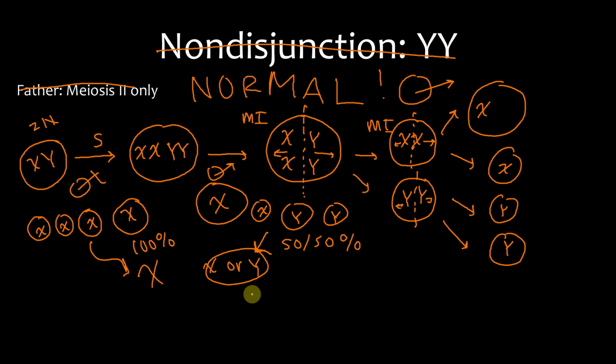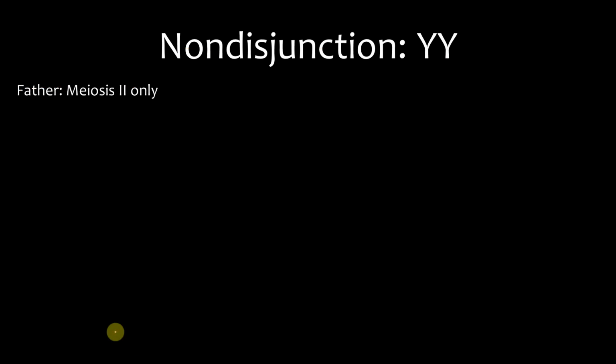Cool. So let's talk about non-disjunction in double Ys. So that's going to require me to erase a lot of things. Erase all ink on slide. Oh, that's pretty cool. I didn't know I could do that. So let's go through what happens if there's a non-disjunction that results in YY, which happens in meiosis 2.